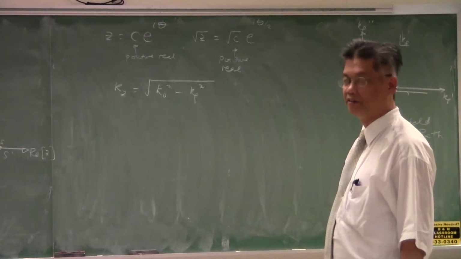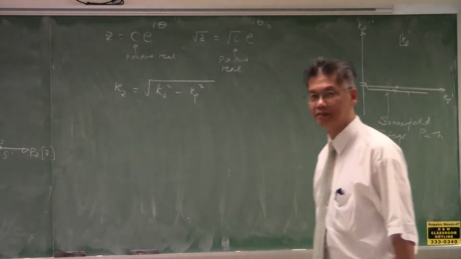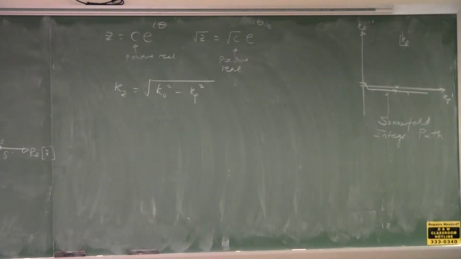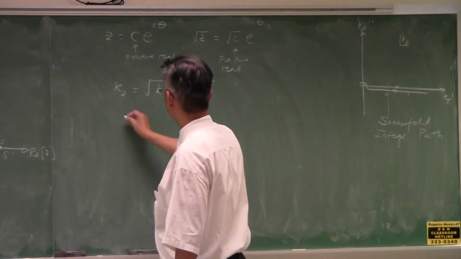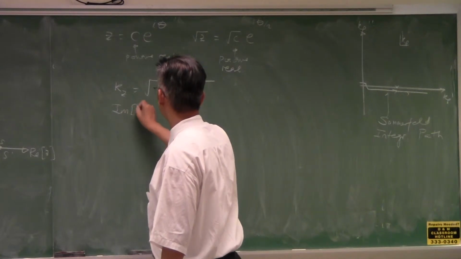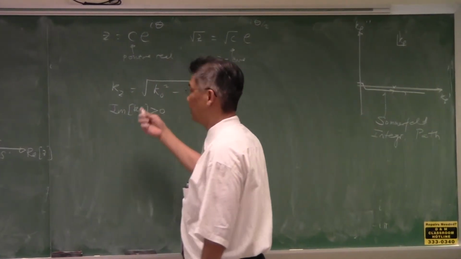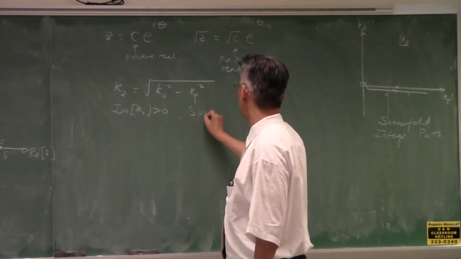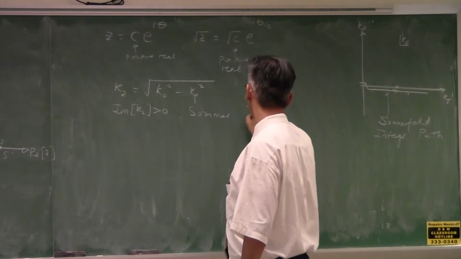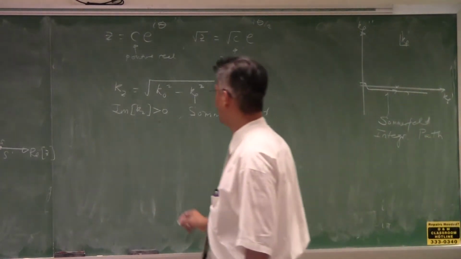Kz is undefined or uncertain due to the fact that we can have a plus or minus choice over that. So one way is to find, since we always want imaginary kz to be larger than 0 for our Sommerfeld integral, let's try to find where the imaginary kz line is.